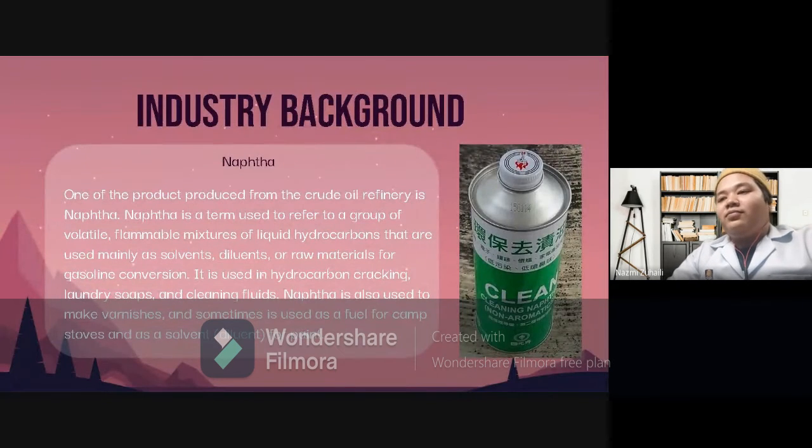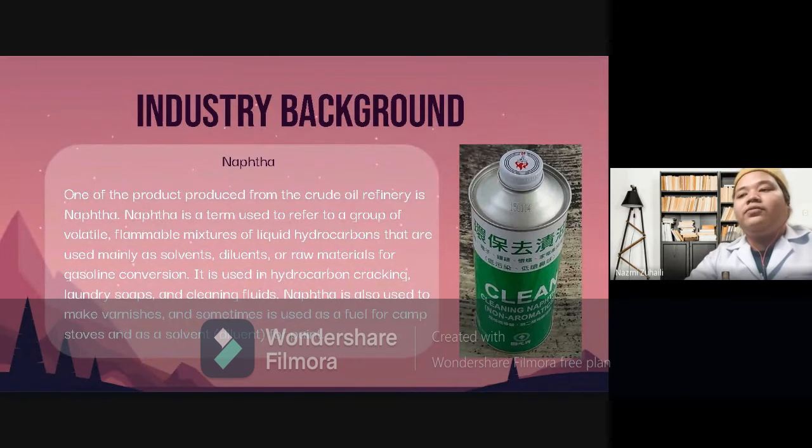For the industrial background, we chose one of the products of crude oil, which is naphtha. Naphtha is a term used to refer to a group of volatile, flammable mixtures of liquid hydrocarbons that are used mainly as a solvent, diluent, or raw material for gasoline conversion. It is used in hydrocarbon cracking, laundry soap, and cleaning fluid. Naphtha is also used to make varnishes, and sometimes as a fuel for camp stoves and as a solvent or diluent for paint.